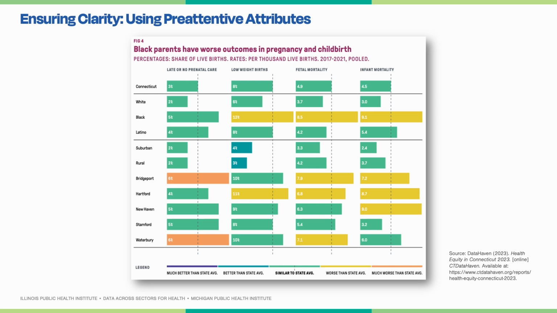The varying length of the bars, representing rates of outcomes, instantly convey disparities, with longer bars for Black parents highlighting the severity of inequities. By leveraging pre-attentive attributes thoughtfully, this chart goes beyond simply presenting data. It creates a visual narrative that is both accessible and impactful, compelling us to act on the disparities it reveals.